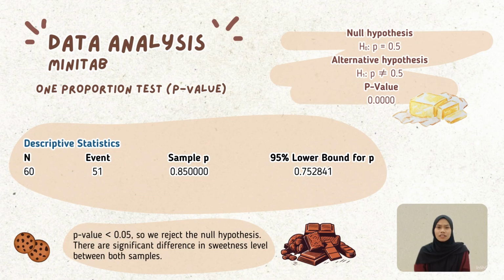We can also use a one proportion test in Minitab to analyze the data. The null hypothesis is P equal to 0.5, while the alternative hypothesis is P is not equal to 0.5. After running the test, we obtained a p-value of 0.0000. This extremely small p-value provides strong evidence against the null hypothesis. Since the p-value is less than 0.05, which is our significance level, we reject the null hypothesis and conclude that there is a significant difference between the two samples.